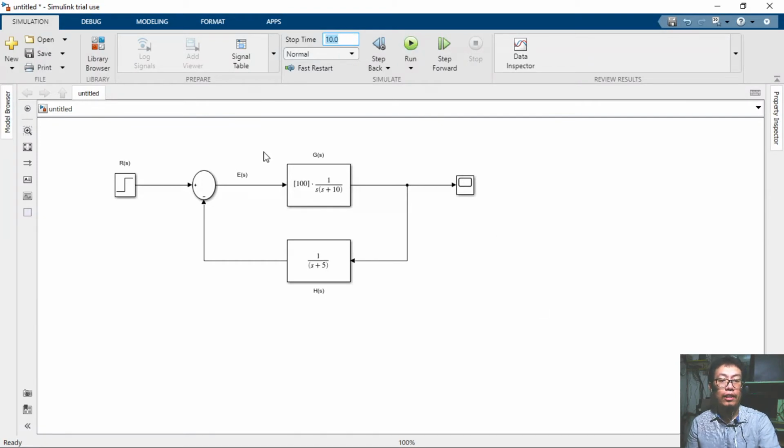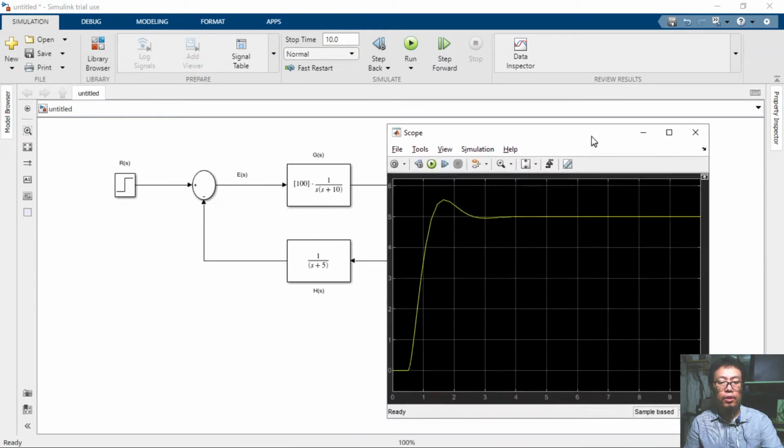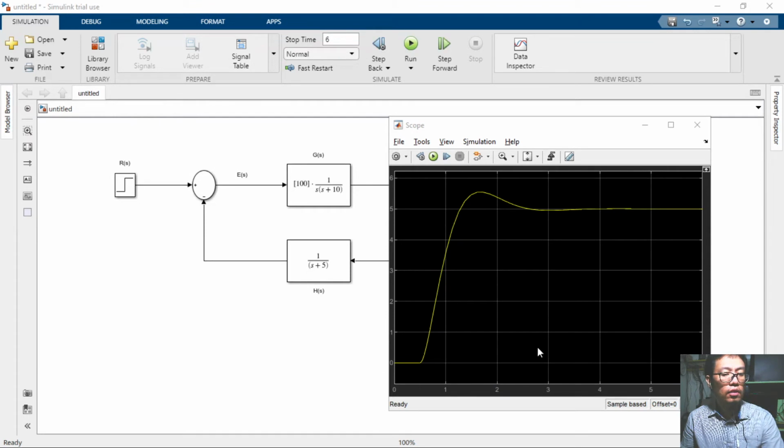Okay, so we will run this. The simulation has run. What we need to do next is double click this scope, so we can see your CS. That's why we labeled this C of S. So it results in this graph. It seems that 10 seconds is too long. Possibly between 5 and 6 seconds the system has settled. So let's set the end of the simulation time at 6 seconds, then run again.